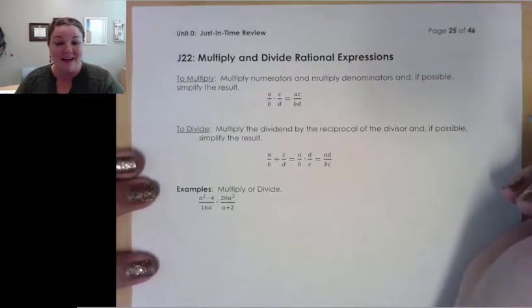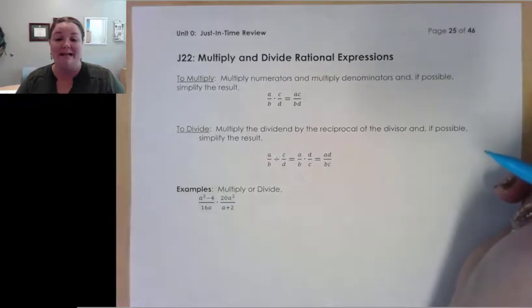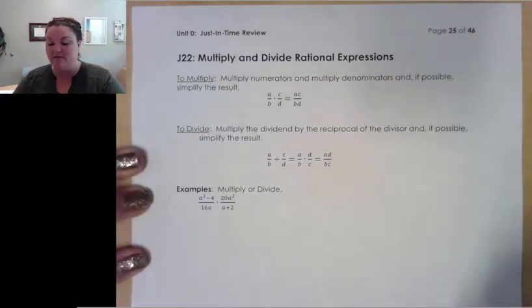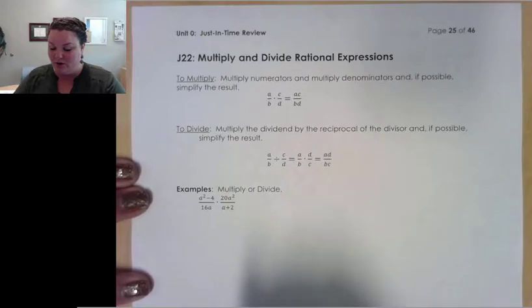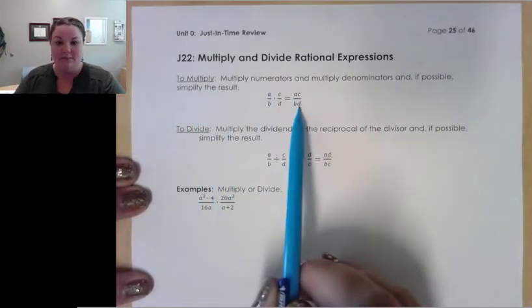Okay, let's take a look at section J22, which is a review of multiplying and dividing rational expressions. Multiplying and dividing rational expressions is the same thing as multiplying and dividing fractions. Remember, when we multiply, we just multiply straight across, on top and bottom.